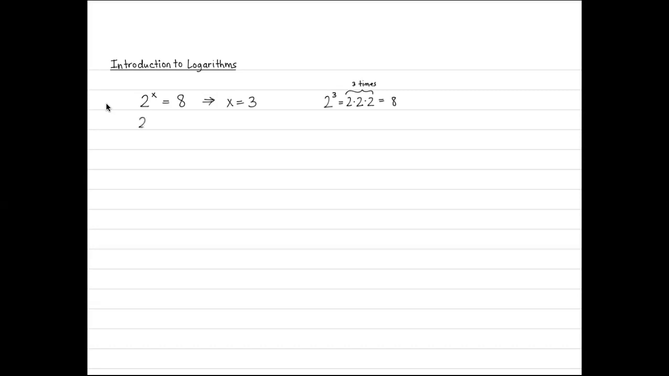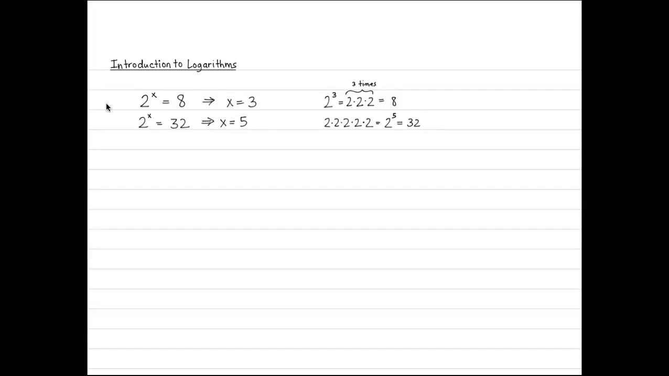Now, if I gave you 2 to the power of what is 32? You'd think for a minute and you'd say, okay, well, how many times do I need to multiply 2 by itself in order to give me 32? Well, let's try it. So 2 times 2 times 2, we already figured out that 3 things is 8, times another 2 gives me 16, times another 2 gives me 32. So that gives us 2 to the power of 5 is 32. So the answer here would be that x would have to be equal to 5.